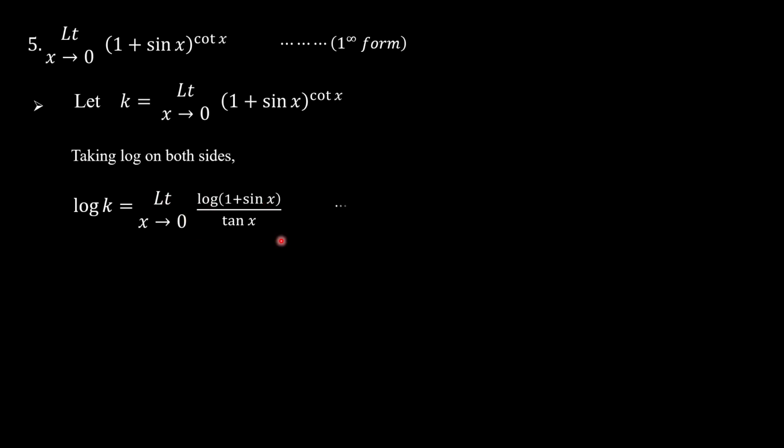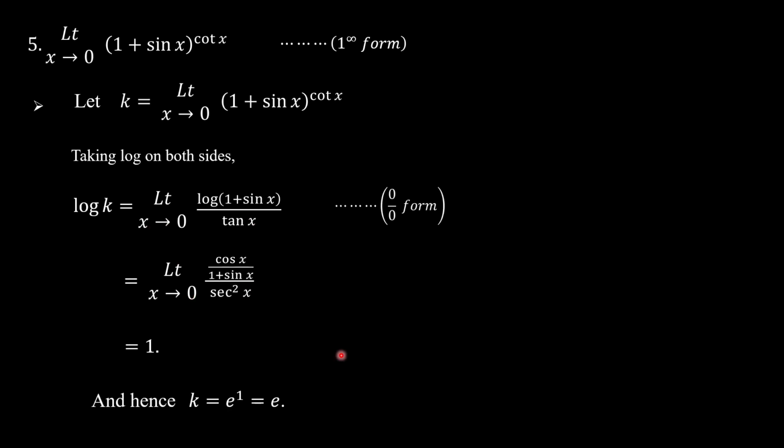which is in 0 by 0 form. So by L'Hospital rule, log k becomes limit x tending to 0 1 by (1 plus sin x) into cos x divided by secant square x. After applying the limit, you will get log k is equal to 1, which implies k is equal to e to the power 1, that is e. Next one.